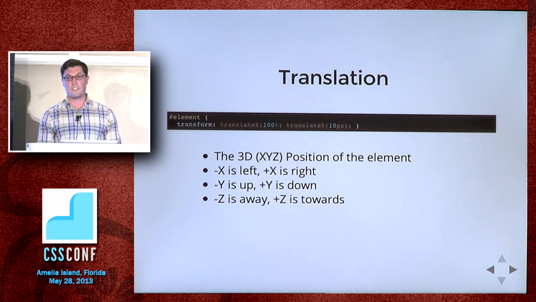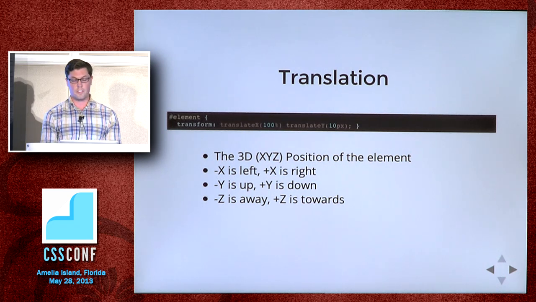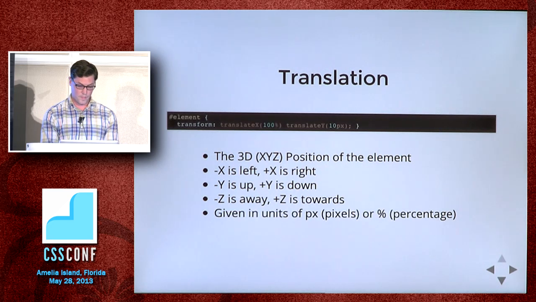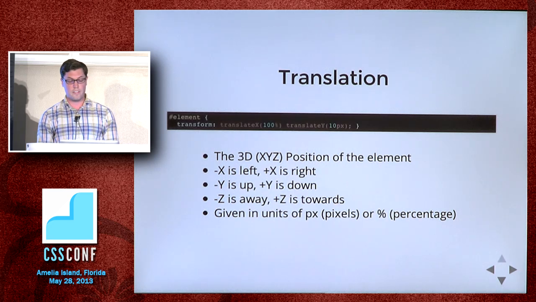So both these are normal. You have to remember which direction z is. Z, as it increases, comes towards you as the viewer, and negative puts you back deeper into the scene. And the common units that we pass to this are both percentages and pixels.